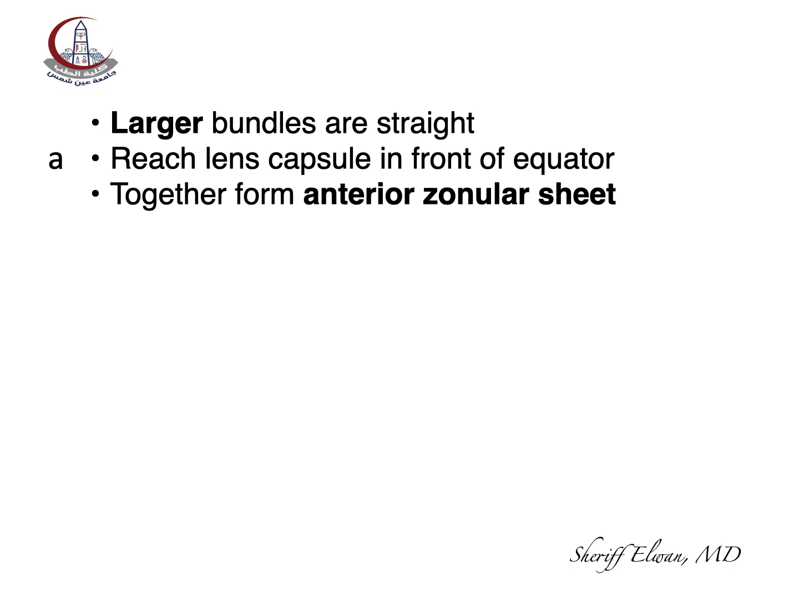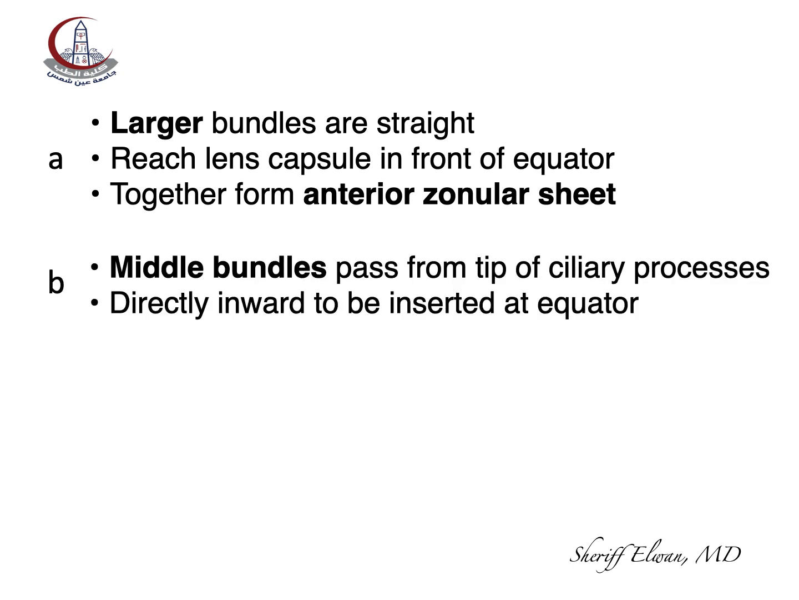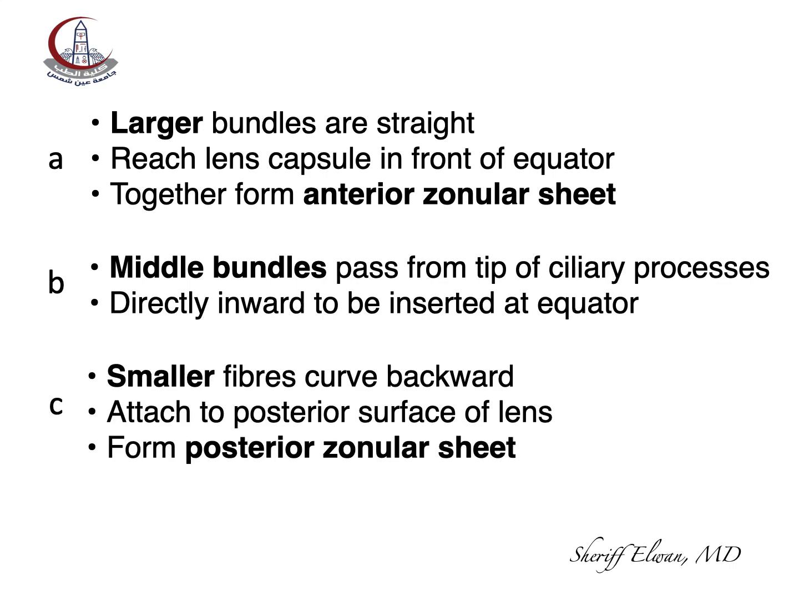Within the zonule, there are three types of bundles. First are the large bundles that are straight, reaching the lens capsule in front of the equator, and they together form an anterior zonular sheet. The middle bundles pass from the tips of the ciliary processes directly inward to be inserted immediately at the equator of the lens, and the smaller fibers curve backward to attach to the posterior surface of the lens, forming what is called the posterior zonular sheet.